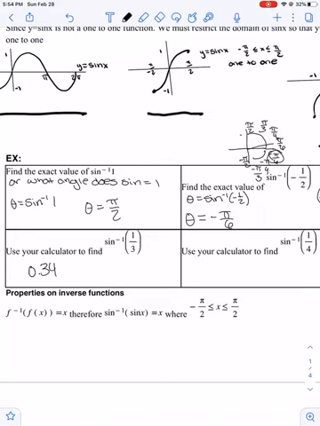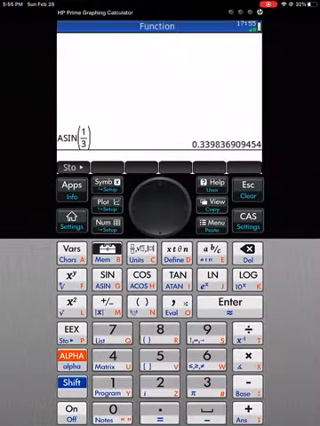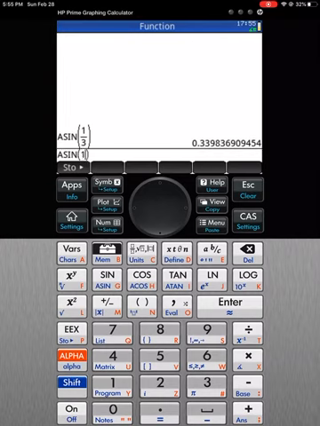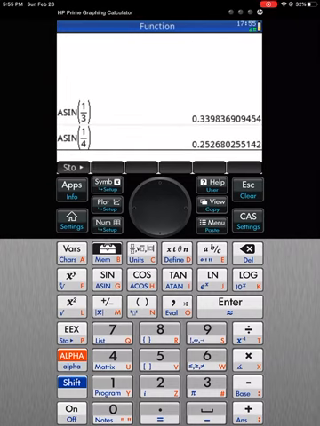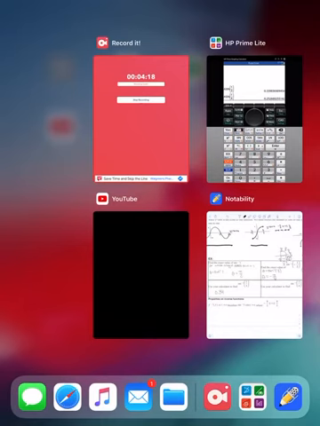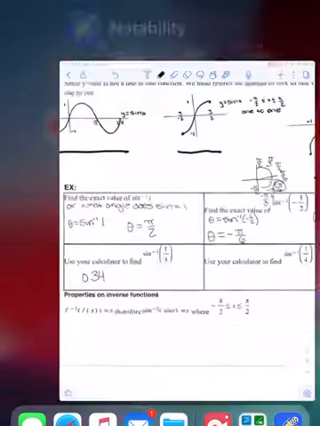Next, we have the sine inverse of 1/4. So I'm going to go back, shift, sine 1/4, enter, and that's 0.25.